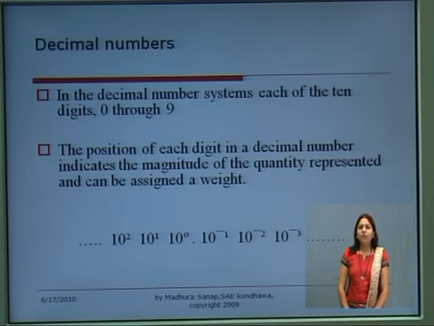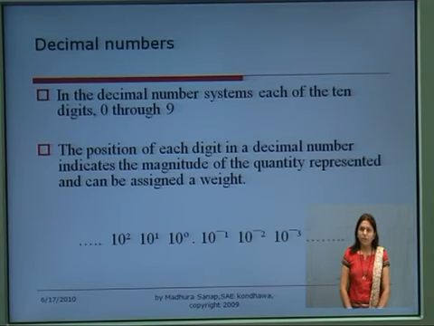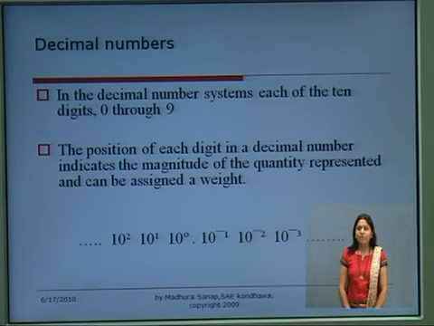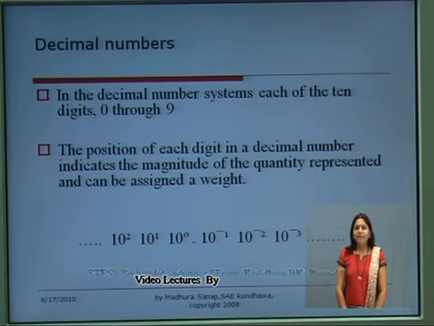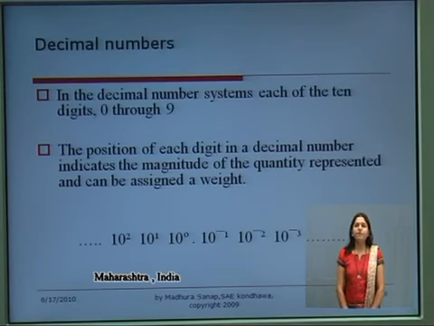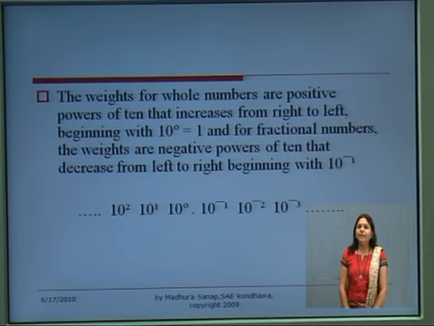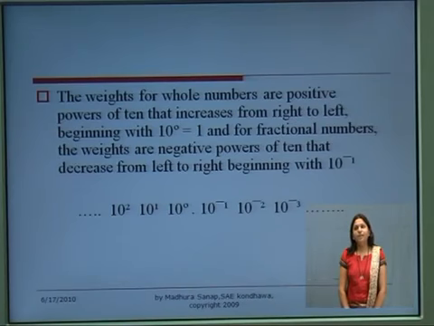But this is the decimal number system, so for any number the integer part uses 10 raised to 0, 10 raised to 1, 10 raised to 2. And for the fractional part, your values are 10 raised to minus 1, 10 raised to minus 2 and 10 raised to minus 3. So weights for the whole numbers are positive powers, which increase from left to right. For the integer part, always begin with 10 raised to 0, which is nothing but 1. For the fractional part, the weights are the negative powers of 10, which decrease from left to right beginning from 10 raised to minus 1.